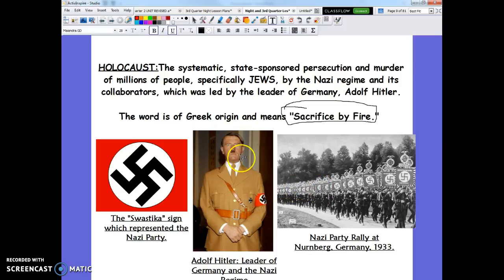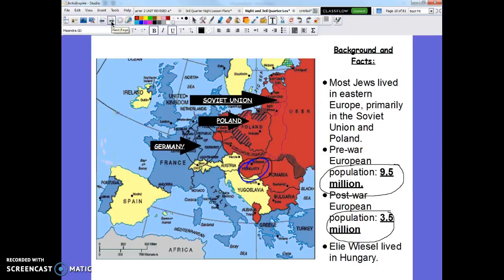This is obviously Hitler. You guys have probably seen lots of pictures of him, but just to put this picture in your head, this is what we're dealing with here. Some background facts. I just wanted to show you the geographic location of Germany right here. And the majority of the Jews who were targeted lived in Eastern Europe, which was primarily Poland, and the Soviet Union, which was Russia or USSR.